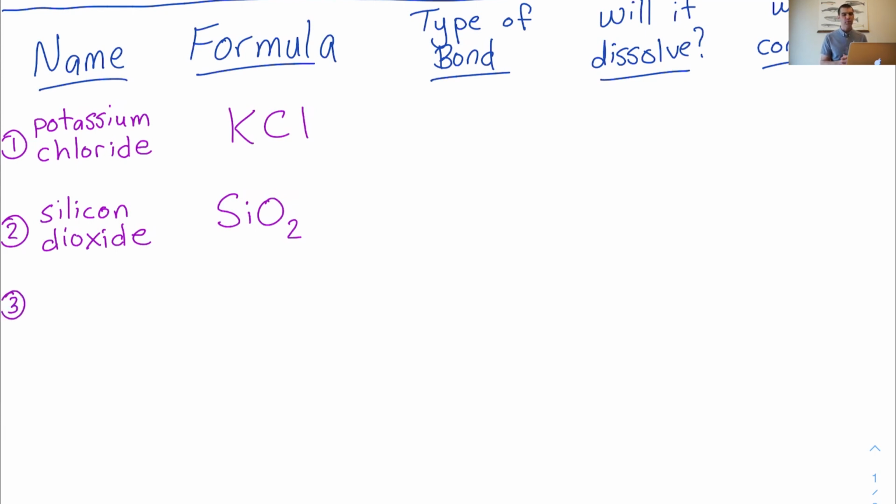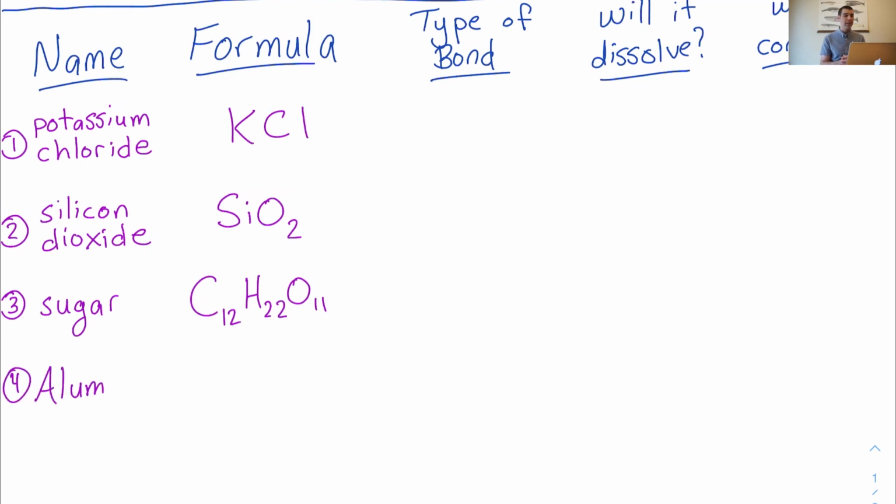Our third one will be sugar. There's several different types of sugar. We're just going to use this one. It's C12H22O11. Our fourth one I want you to work on, aluminum.